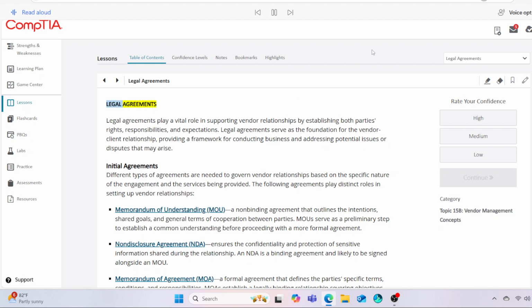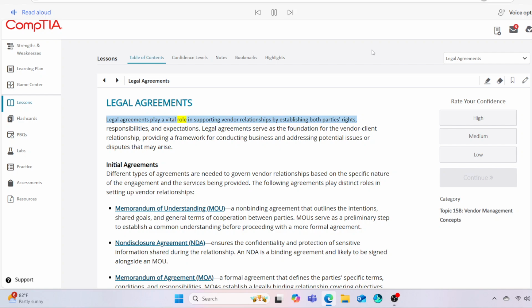Legal agreements. Legal agreements play a vital role in supporting vendor relationships by establishing both parties' rights, responsibilities, and expectations. Legal agreements serve as the foundation for the vendor-client relationship, providing a framework for conducting business and addressing potential issues or disputes that may arise.